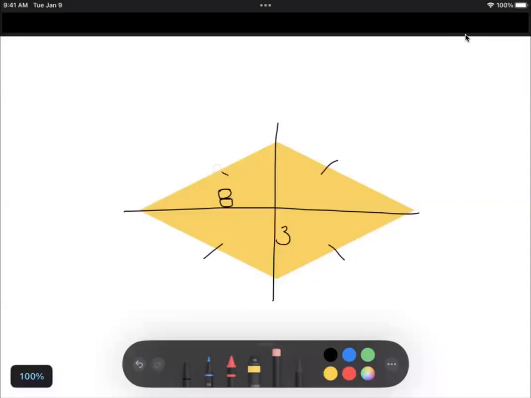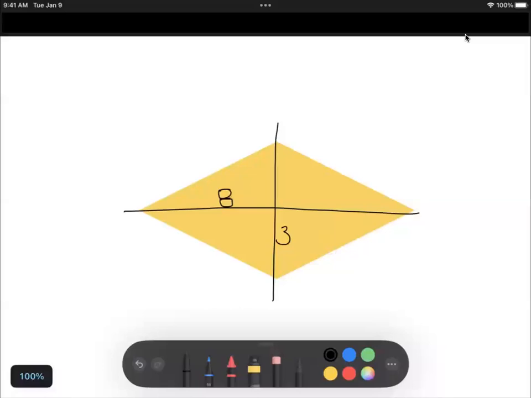So I'm going to erase those, and then I'm going to explain what these lines in the middle are. These lines in the middle that cut across the rhombus are called diagonals. You're probably used to seeing it looking something like this, cutting across a square like that, or a rectangle. But this one is just kind of flipped on its side, and we have our diagonals here. So even though they don't look diagonal, they're still called diagonals because they cut across the shape.